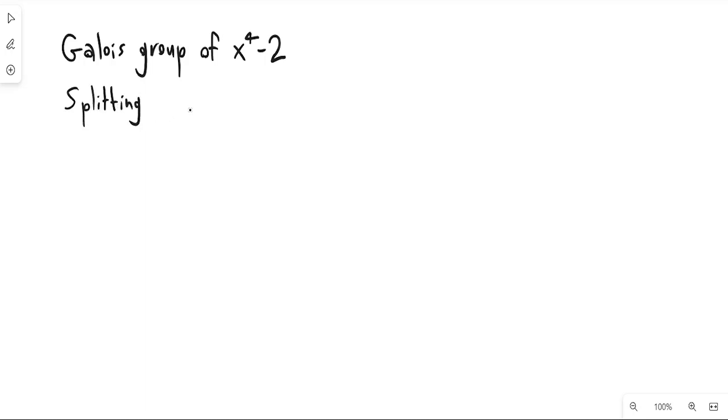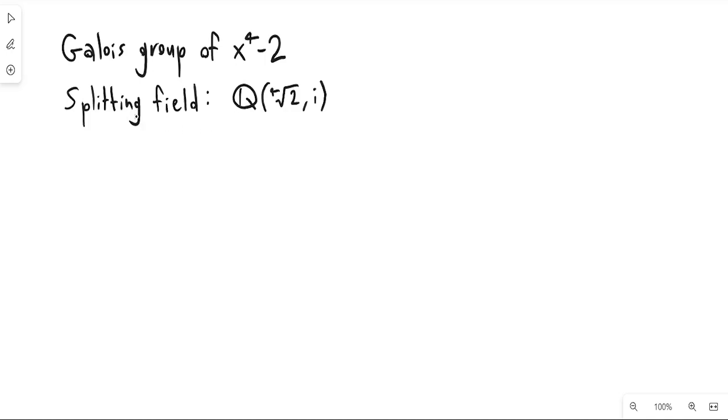Okay, so in this video, I would like to find the Galois group of the polynomial x to the fourth minus 2. This is a polynomial that I looked at in a previous video, and we actually found that the splitting field of this polynomial over Q is Q adjoin fourth root of 2, i. I'll include a link to the video where I proved this.